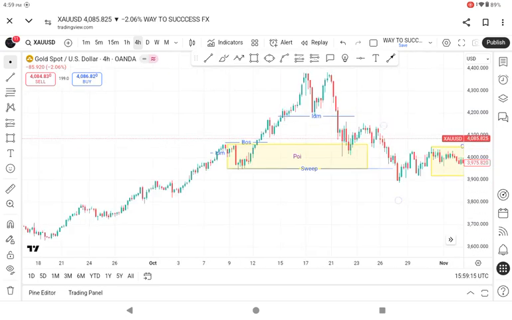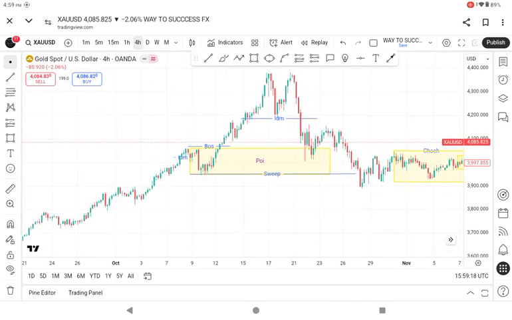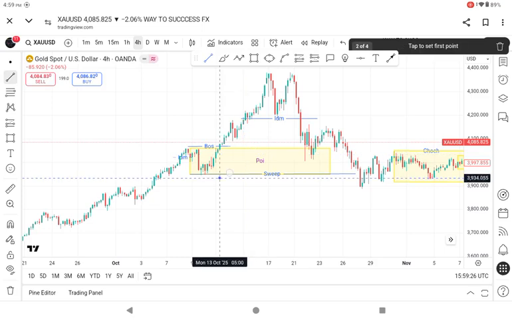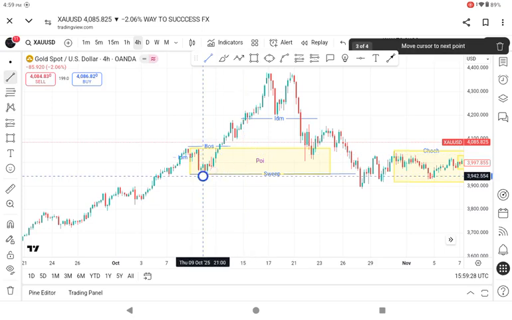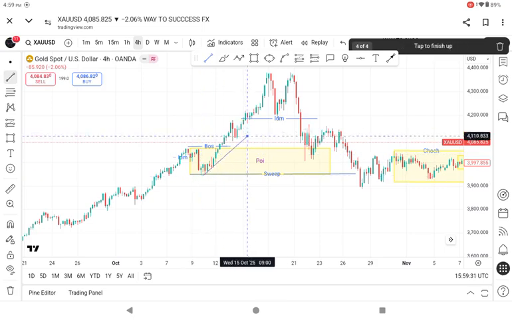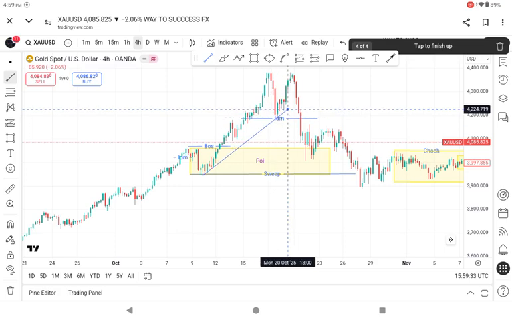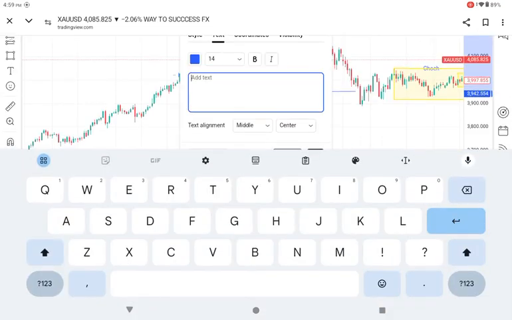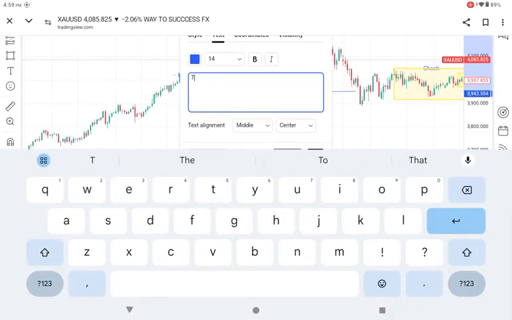So after this break of structure, what do I have? Price created trend line liquidity. This is what we have: trend line liquidity.